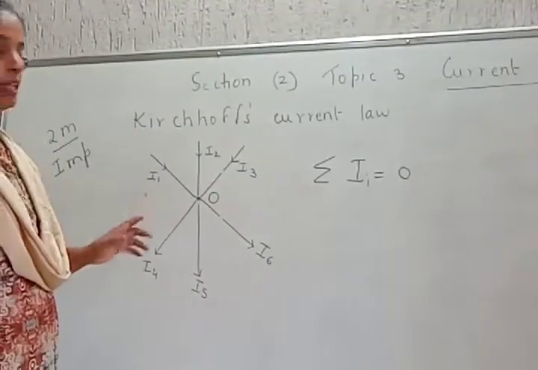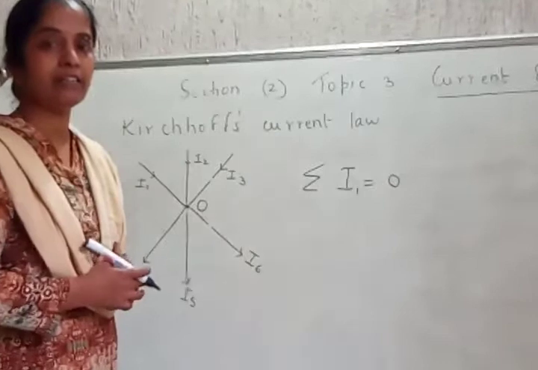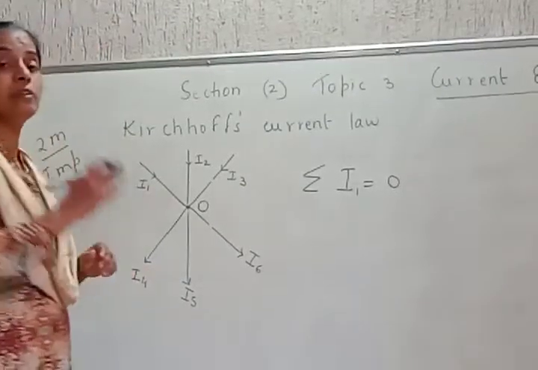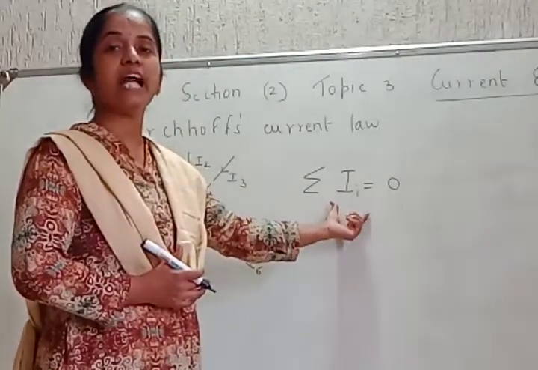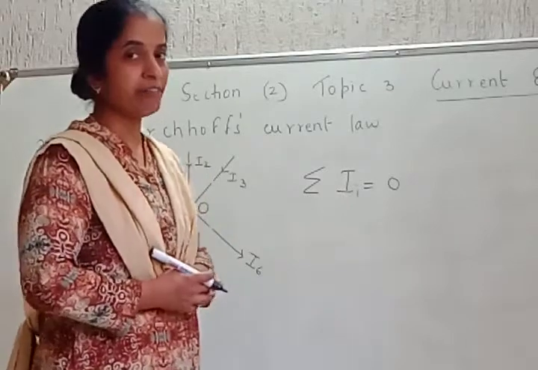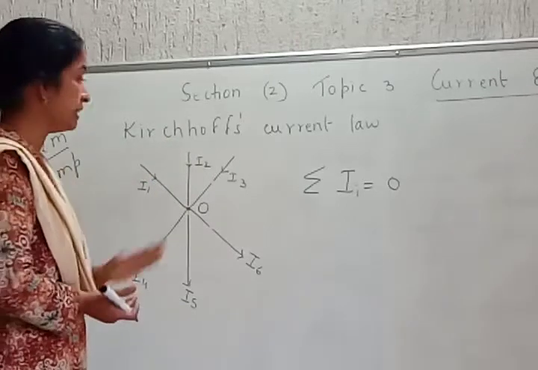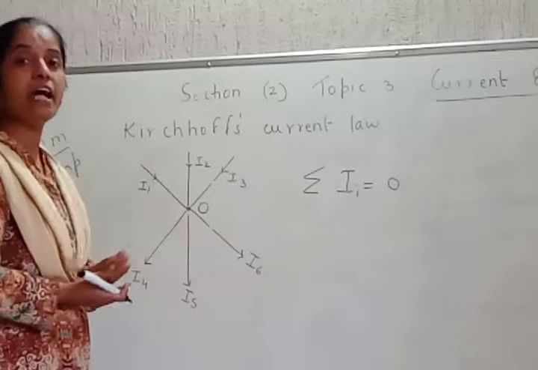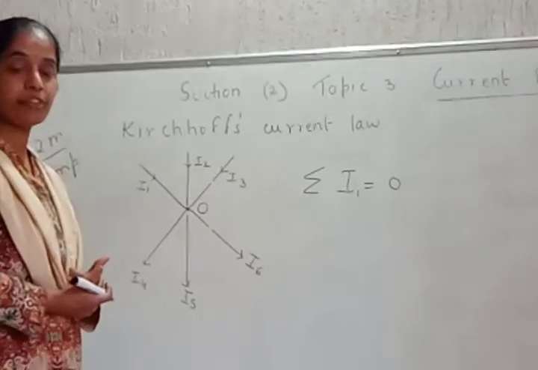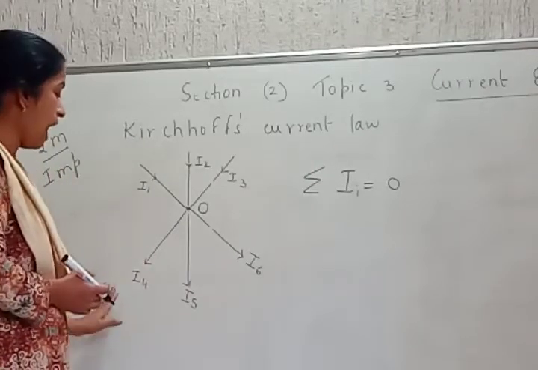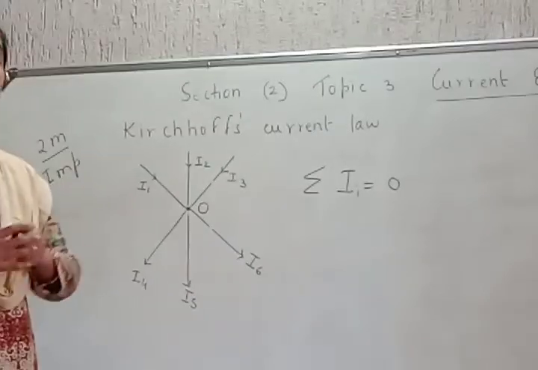Kirchhoff's current law. Let O be the junction. Junction means meeting point where the wires are connected together. What is the statement of Kirchhoff's law? The algebraic sum of the currents arriving at any junction is 0. Sign convention: the currents flowing towards the junction are always positive. That is, I1, I2, I3 are considered positive, whereas the currents flowing away from the junction are taken as negative. That is, I4, I5 and I6 are the currents flowing away from the junction, which are taken as negative.